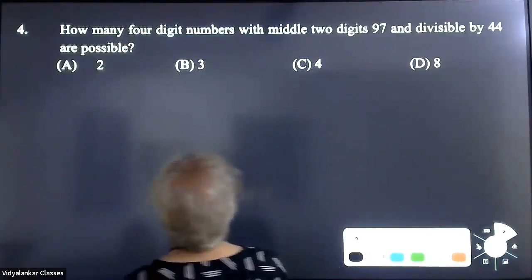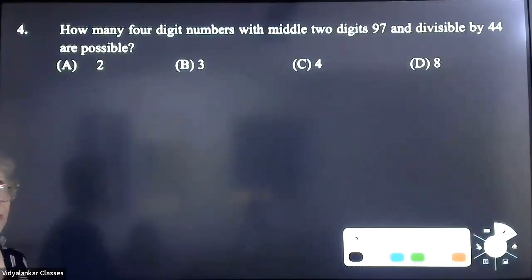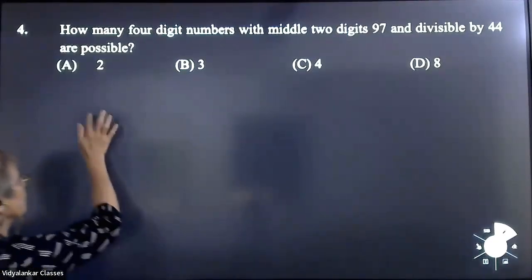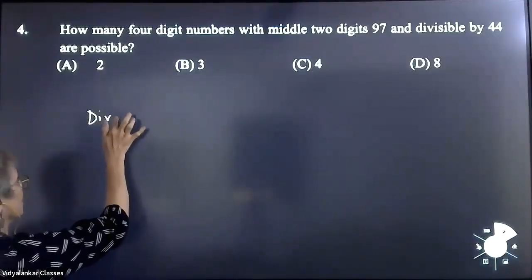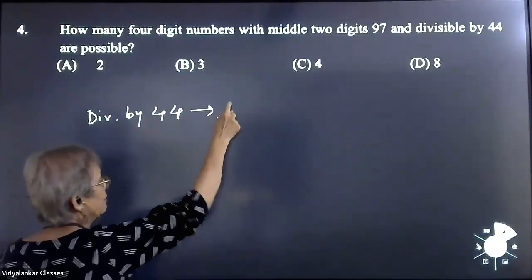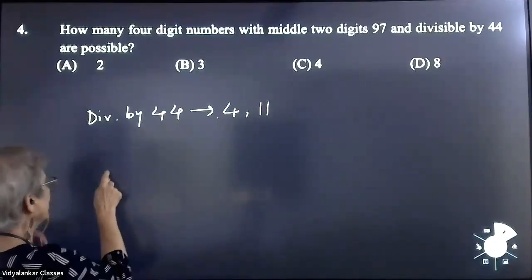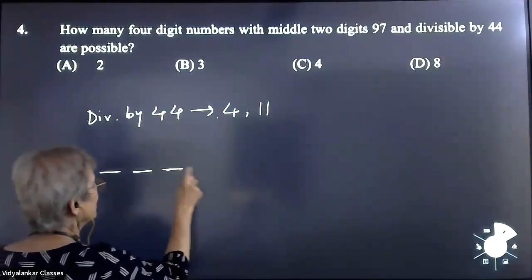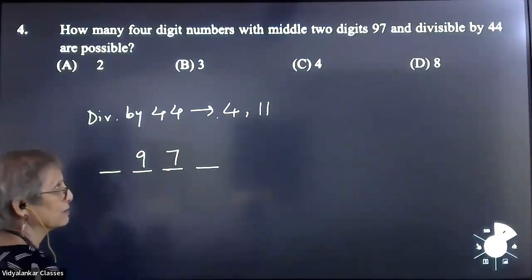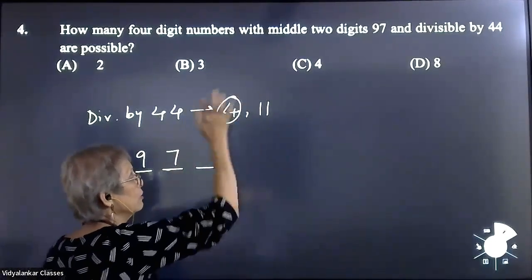How many 4-digit numbers with middle 2 digits 97 are divisible by 44? Divisible by 44 means divisible by 4 and 11. Okay, they are saying a 4-digit number, 1, 2, 3, 4, and the middle 2 digits are fixed, 9 and 7. Okay, so first let us apply divisibility of 4.